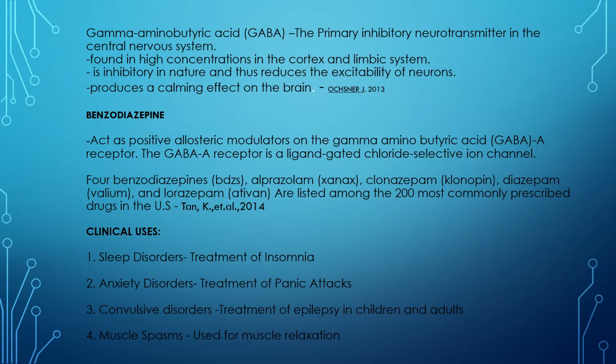Benzodiazepines act as positive allosteric modulators at the gamma-aminobutyric acid A receptor. The GABA A receptor is a ligand-gated chloride selective ion channel. So benzodiazepines can treat different disorders like sleep disorders, such as insomnia, anxiety disorders like panic attacks, and convulsive disorders, such as epilepsy in children and adults, and they can treat muscle spasm as well.